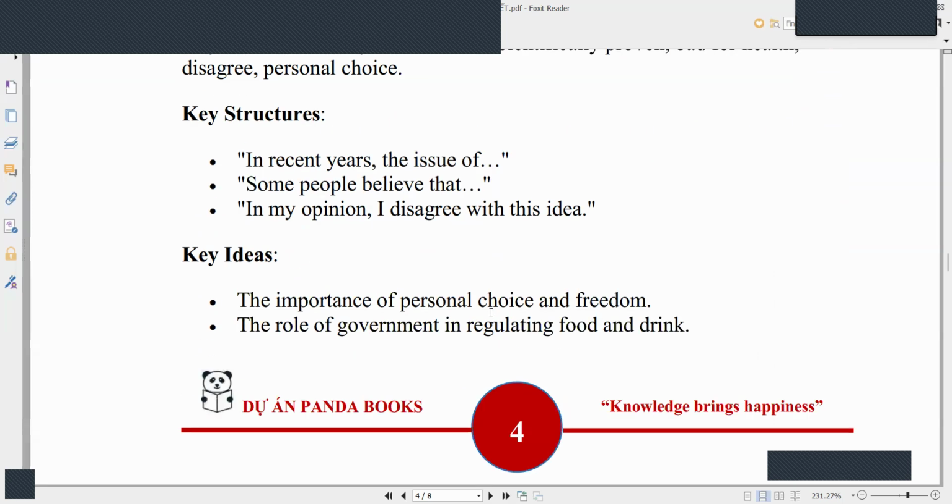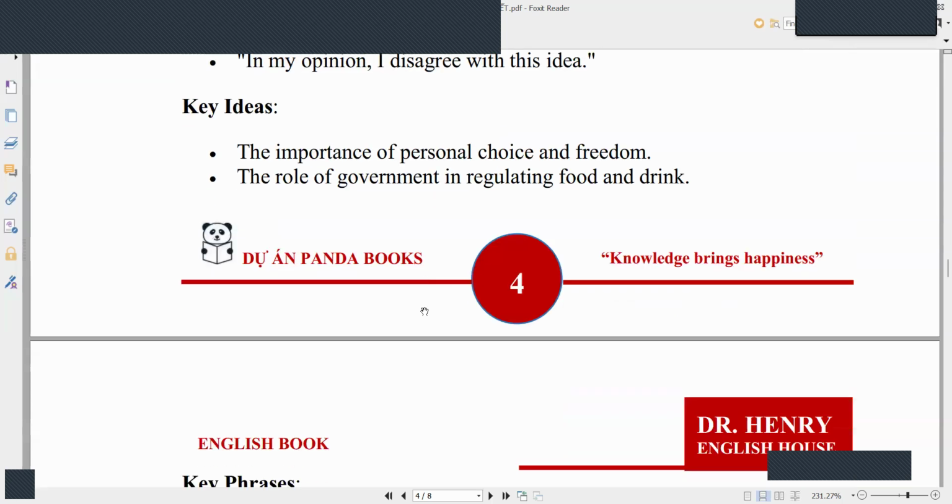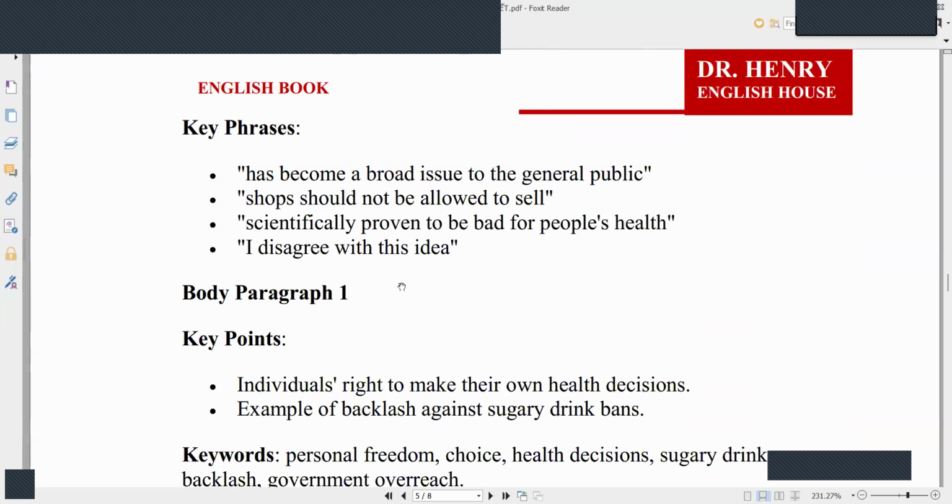Key structures. In recent years, some people believe that. In my opinion, I disagree with this idea. Key ideas: the importance of personal choice and freedom, the role of government in regulating food and drink. Key phrases: has become a broad issue to the general public. Shops should not be allowed to sell. Scientifically proven to be bad for people's health.